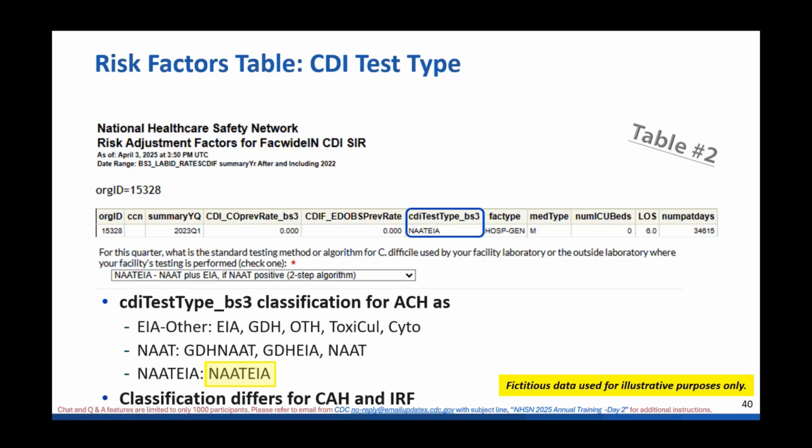So on this slide, we'll see that the CDI test type is classified under the 2022 model for ACH as NAT EIA. Just in this example, the facility reported NAT EIA on their quarterly reporting form, and you'll see the CDI test type classification for ACH across the next 3 bullets. I will note that the classification of CDI test type now differs for critical access hospitals and inpatient rehabilitation facilities.